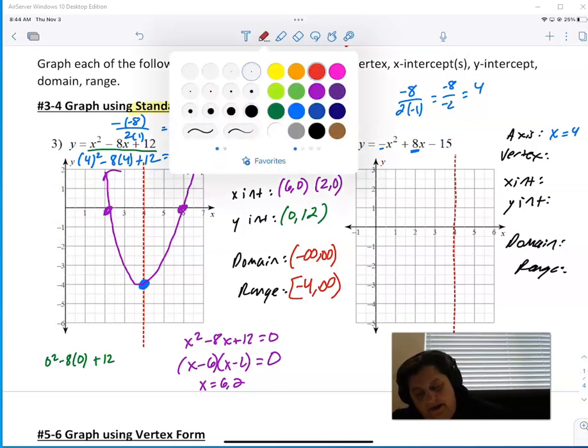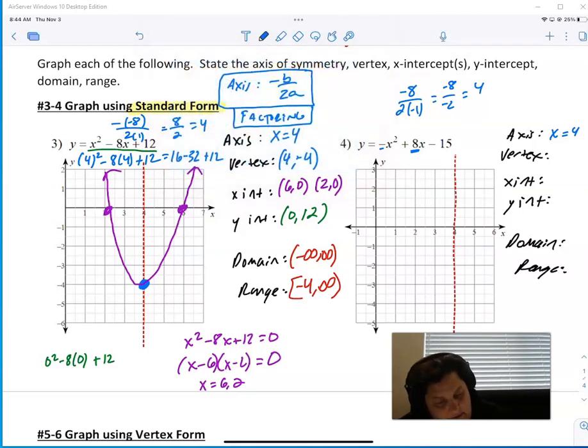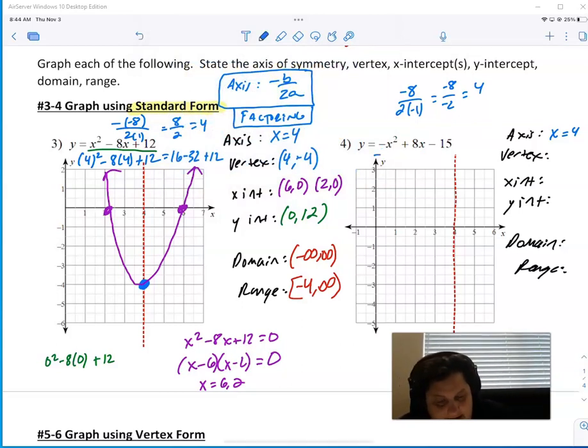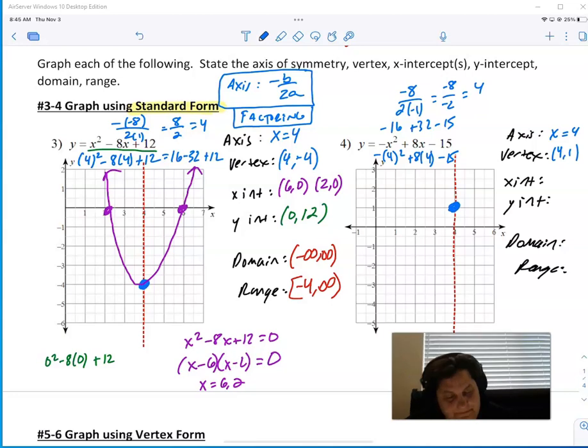And then when I go to plug it in, negative 4 squared plus 8 times 4 minus 15. Negative 16 plus 32 minus 15. It's going to be like 1, I think. Okay, so there's my vertex.